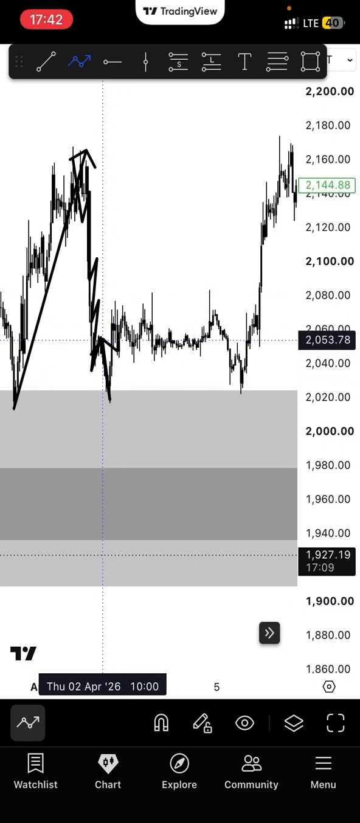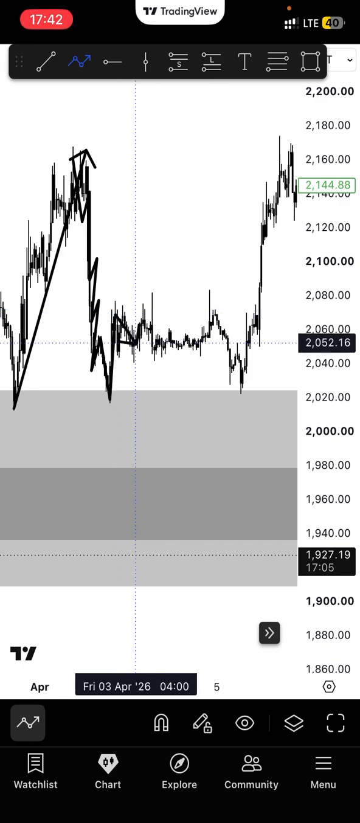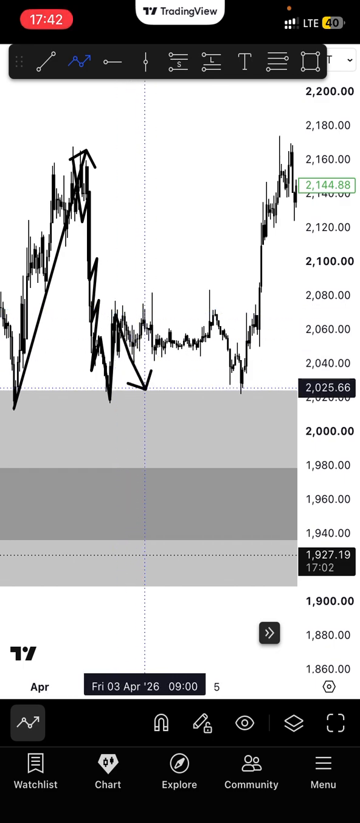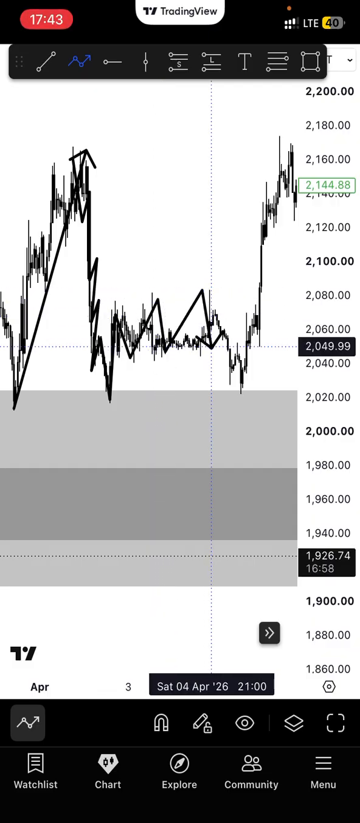It took out this high here. Market structure shift happened. I told you. After then, I just wait for my liquidity. So liquidity can be one pullback, could be multiple pullbacks. I like this example. This is a multiple pullback.